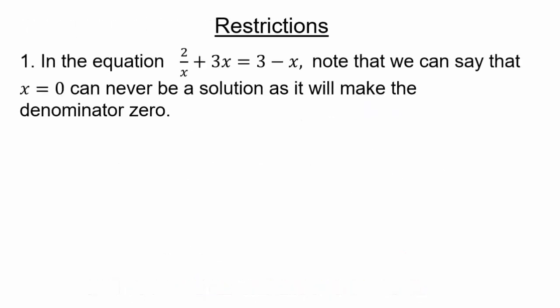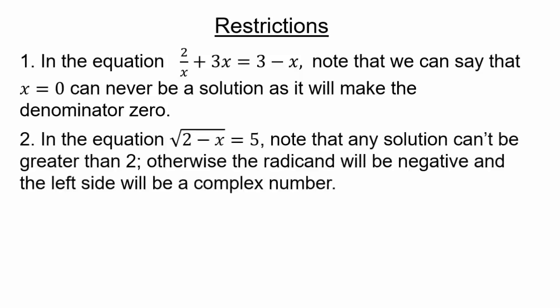And so, for example, if you had 2 over x plus 3x equals 3 minus x, automatically we will know that for the possible pool of solutions, we will have to discard x equals 0 because that will make the first quantity undefined. If you had the equation square root of 2 minus x equals 5, you can automatically discard any real number greater than 2, because otherwise you will have a negative number inside the square root, which we know will not be a real number.